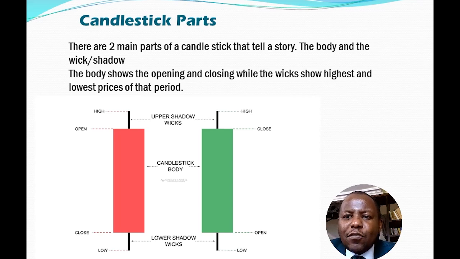There are two main parts of a candlestick that tell a story: the body and the wick, or rather the shadow, because some people call it a wick, some people call it a shadow. Now, the body shows the opening and the closing. The wicks show the highest and the lowest prices of that period.